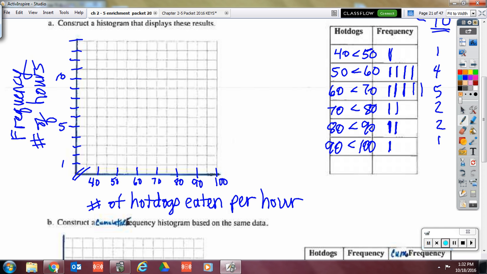Okay? All right, so how many times did they eat between 40 and 50? Once. So this is my little bar, and it's going to just be 1 tall. Between 50 and up to 60? 4. So it's going to be a bar that is 4 tall. And then the next one is 5 tall. The next one is 2 and 2 and 1.